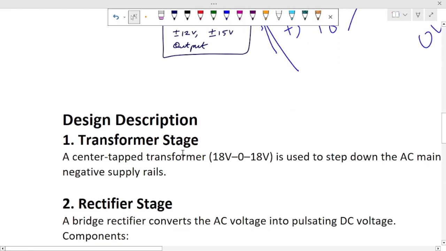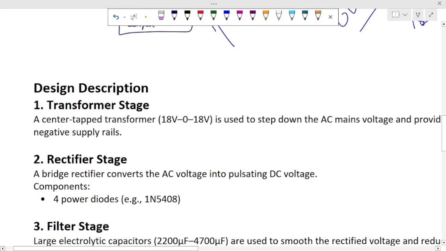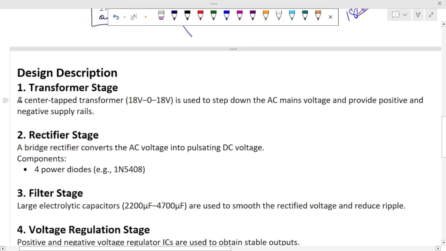Okay, design description. I need to read this. I have explained everything, guys. So yeah, the design description. First thing is the transformer stage, which is what I explained. Look at the 18 volt, 0 volt, and 18 volt I talked about. Okay. And in the rectifier stage, like what I talked about, the pulsating DC.